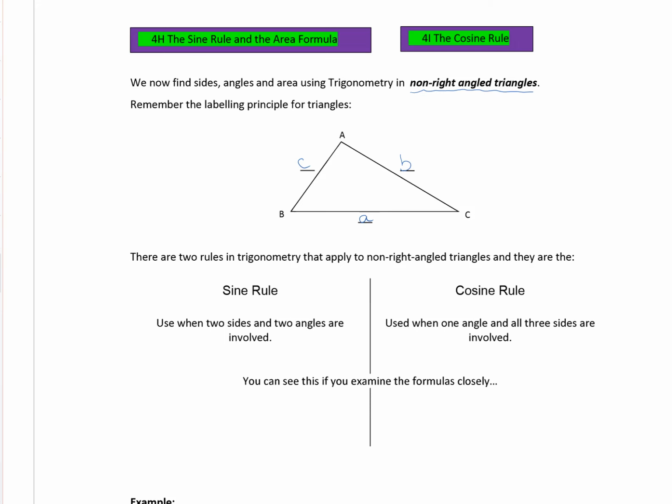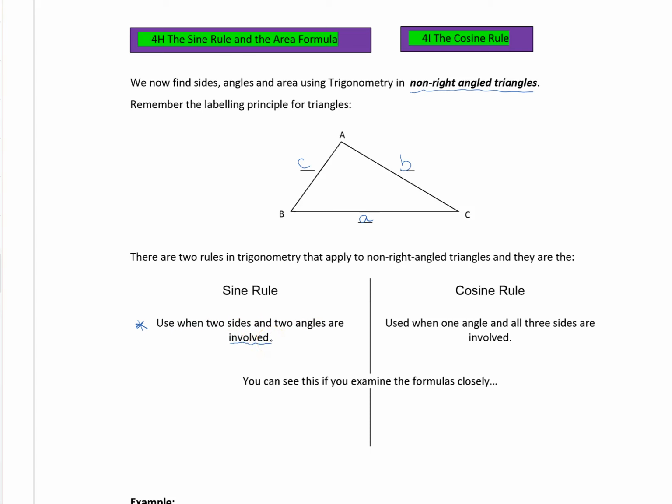Now, many students recognise within a question that the triangle is not right angle, but then they still struggle with whether they should use the sine rule or the cosine rule. I've separated them for you, and I've tried to give you a little test to determine when to use which rule. When we're using the sine rule, our triangle has 2 sides and 2 angles involved.